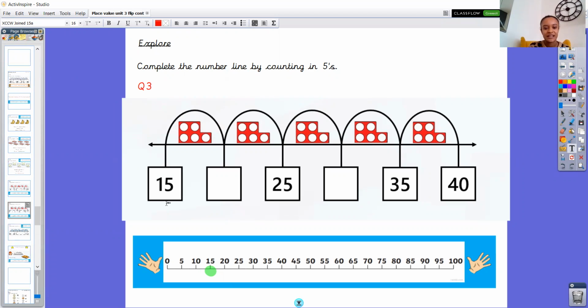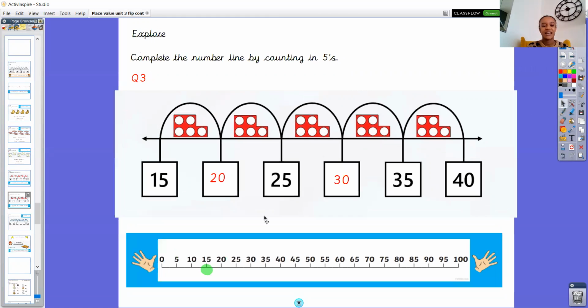Brilliant, well done year one. So let's have a look. We've got 15, so when we count on from 15, we add 5, we get 20, 25. Well, I can look at the number line to help me, 30 is next. Well done, 30, 35, 40. Let's see if we can do that together. Are you ready? 15, 20, 25, 30, 35, 40.